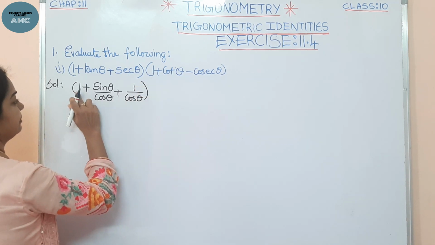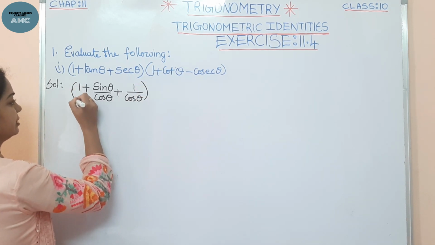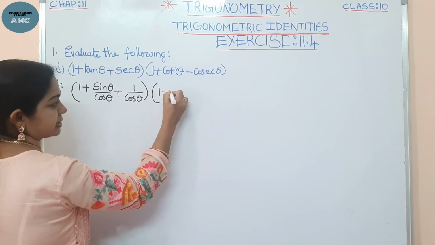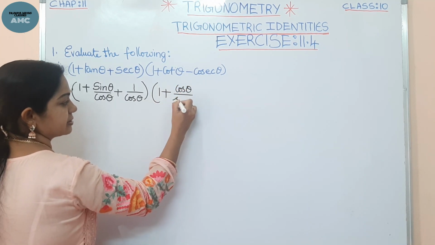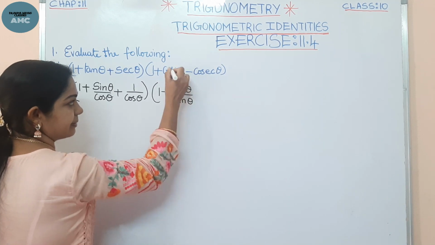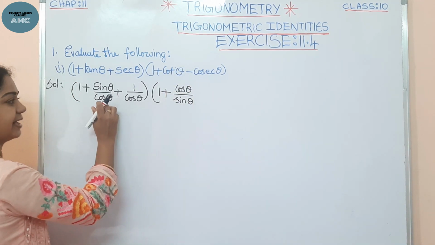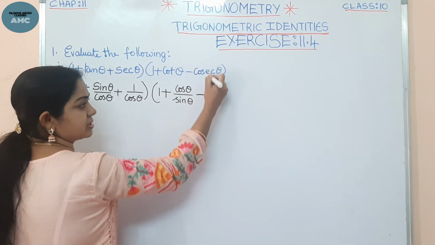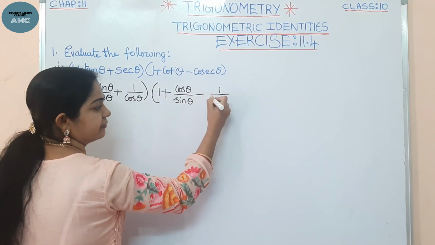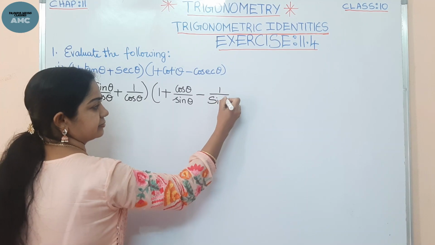Now there is a multiplication here. There is a bracket here. So 1 plus cot. Cot can be written as cos theta by sine theta. This is a multiplicative inverse of tan. Tan is sine by cos, so cot is cos by sine. Minus cosecant. Cosecant is a multiplicative inverse of sine theta.